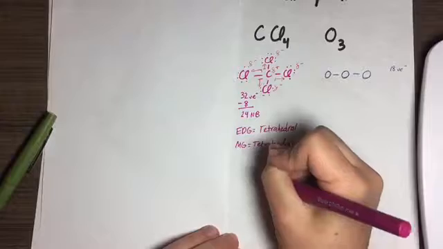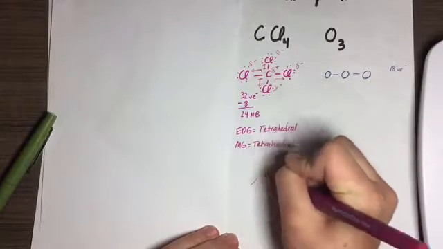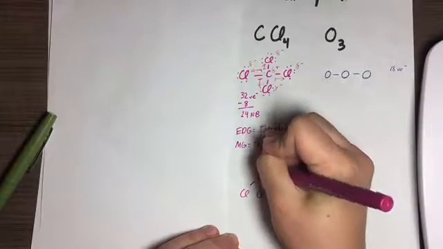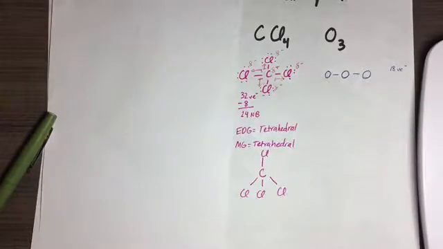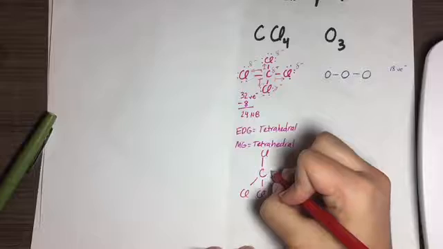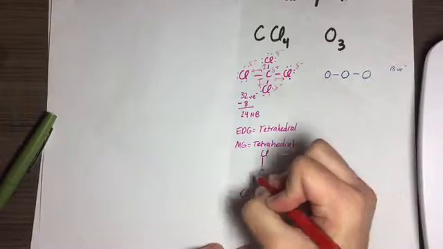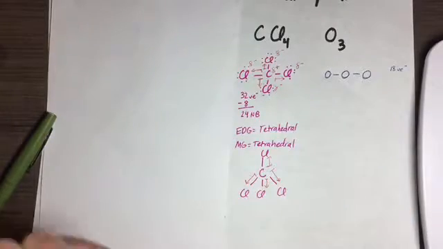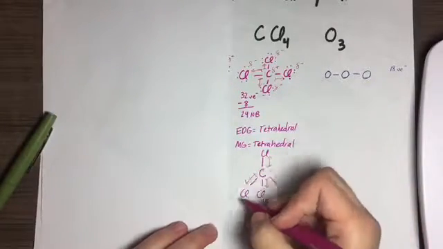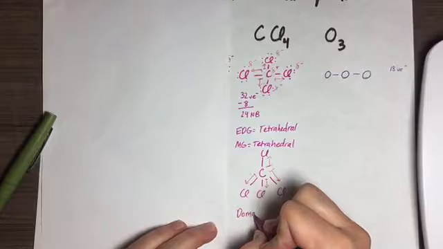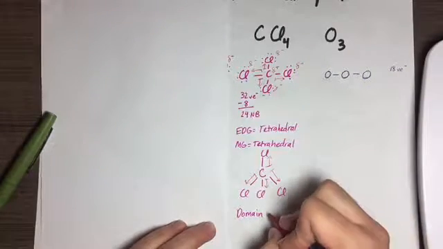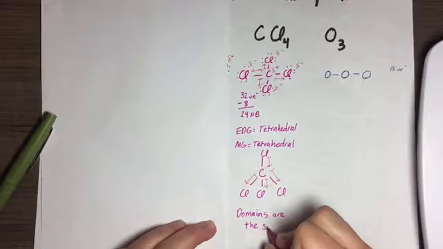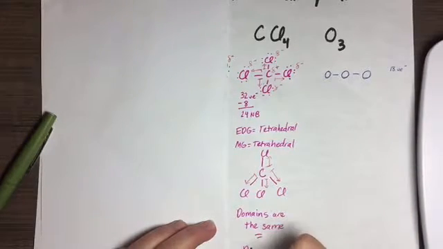So drawing it out, we have C in the middle, Cl, Cl, Cl, and one more here at the top. Going down, our dipoles are going towards the Cls. And since all our domains are the same, there's no extra non-bonding pairs. That means this molecule is nonpolar.